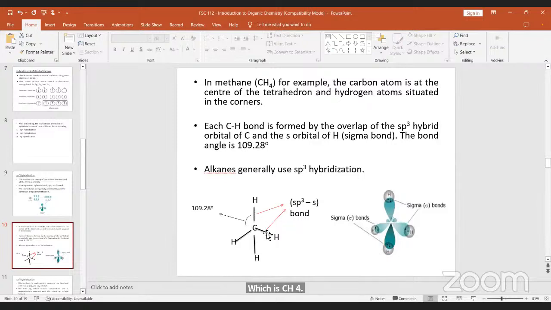Each of these bonds has two electrons. Each of the bonds has two electrons.